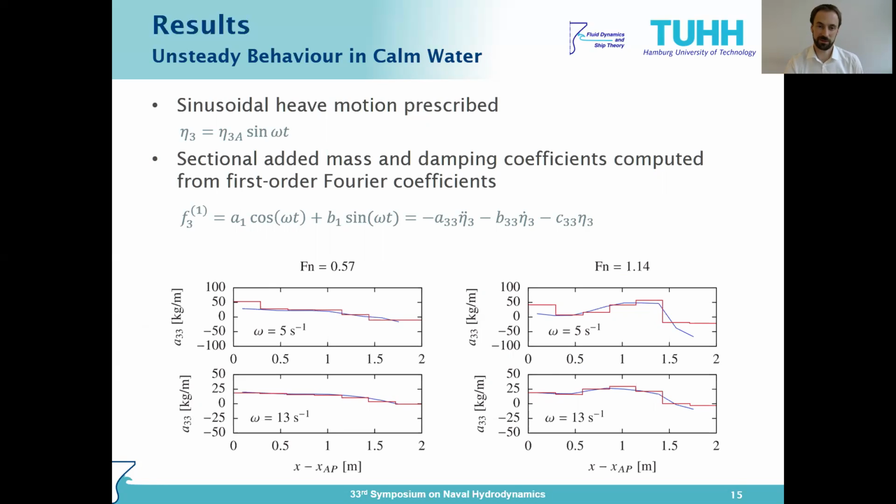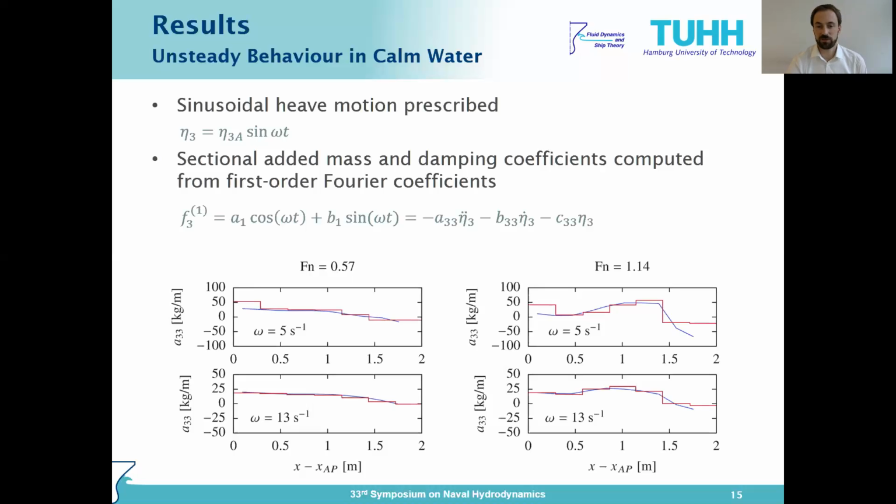When we have these time histories at ship-fixed cross sections, we can then expand this into a Fourier series and compute the sectional added mass and damping coefficients from first order Fourier coefficients, as illustrated by this formula on the slide. The restoring coefficient, which also appears, has been defined just as in the experiments in a hydrostatic manner.